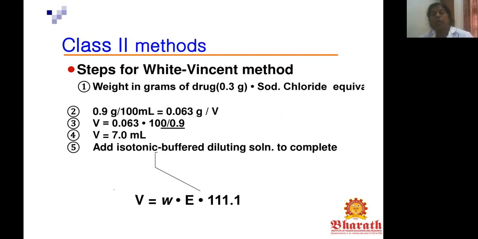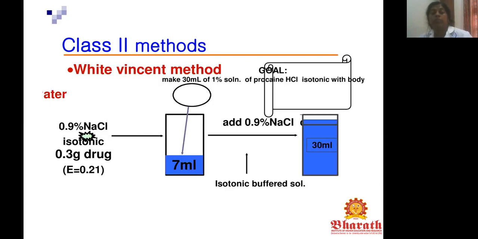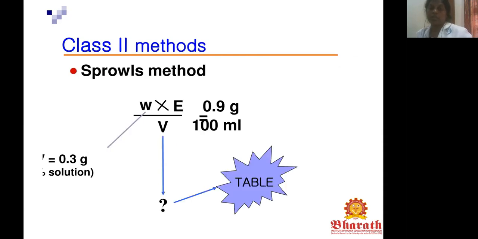So we add the isotonic buffer dilution solution to complete the preparation. While adding 0.9% NaCl isotonicity to 0.3 gram of drug, we will get the isotonic buffered solution by the addition of 0.9% NaCl. This is the Sprowls method. We can write W into E divided by V. So we can get the value 0.9 gram in the 100 ml, and we have to adjust the isotonicity.